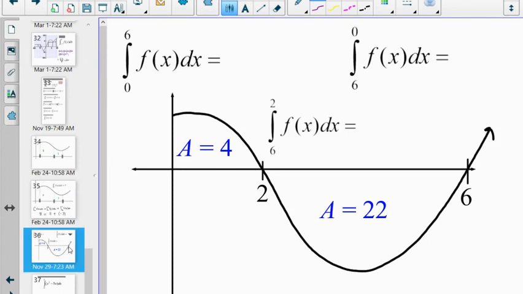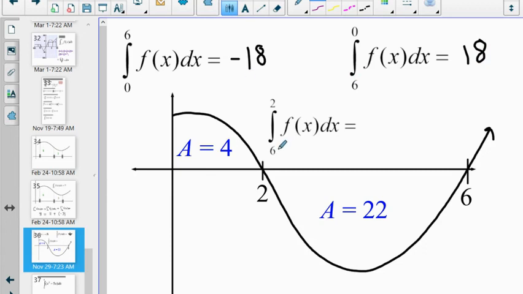And so, if I've got this example and I ask, what is the value of the integral from 0 to 6 of the function? Well, I've got this positive 4 here. I've got this negative 22 area here. So I'd have 4 minus 22. This would give me negative 18. And so if the integral from 0 to 6 is negative 18, the integral from 6 to 0 must be positive 18. If I switch the limits of integration, the value of the integral is the opposite.